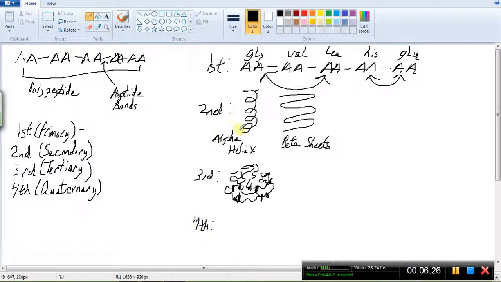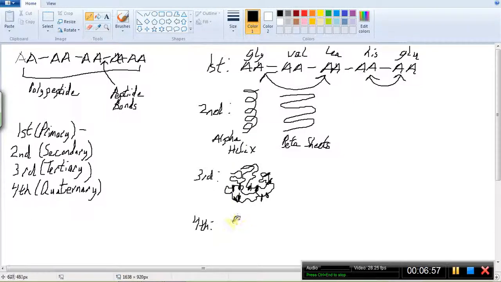And the fourth level of organization, the quaternary structure, is how more than one polypeptide chain bond together and interact. Now we know all proteins have at least one polypeptide chain. However, some proteins have more than one. So if there's only one polypeptide chain in a protein, there is no quaternary structure because there's only one polypeptide chain. It can't interact with another one. If there's more than one polypeptide chain, however, they have to bond together and interact, and that's called the quaternary structure.